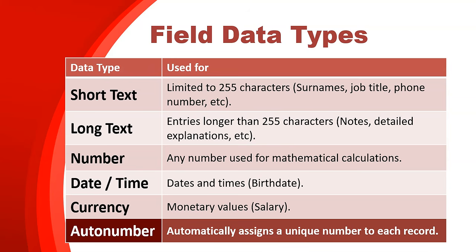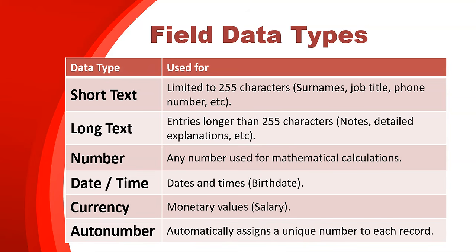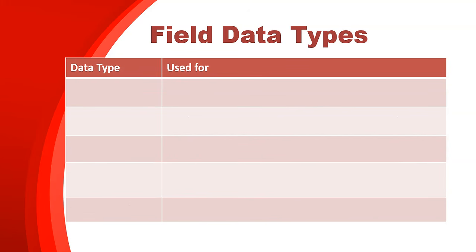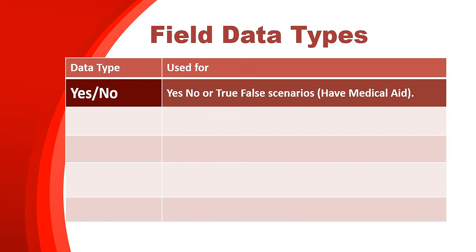Now, if you thought that was it, no, those are all nice options there, but there are more. So let's look at the other options you have available. You have a yes or no option, which is like a Boolean, which means it's either true or false or yes or no. So maybe you've got a question like, do they have medical aid? It's either yes or no. So then you use the yes or no option. It looks like a little tick or a no tick, like a checkbox.